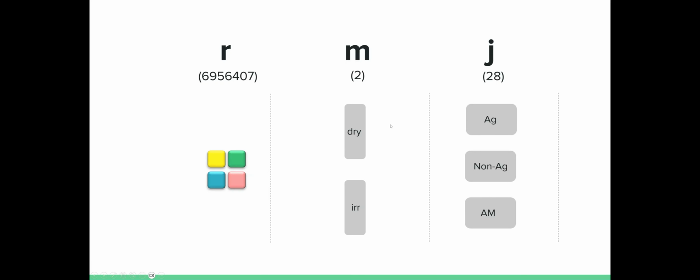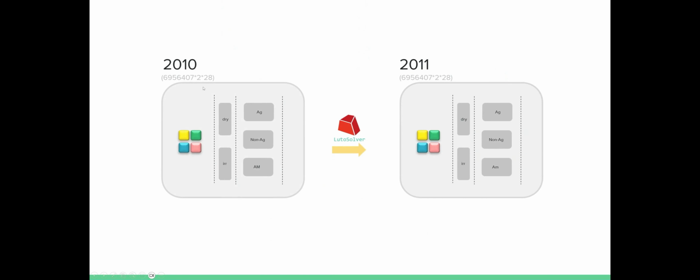Let's observe Luto from the highest level. For example, in the year 2010, we have 7 million pixels. Each pixel has two potential water supplies, and under each water supply, it can potentially have another 28 land use states. So we can use this many numbers to represent all possible states of 2010. And with the Luto solver, we can transform each of the states into the year 2011.